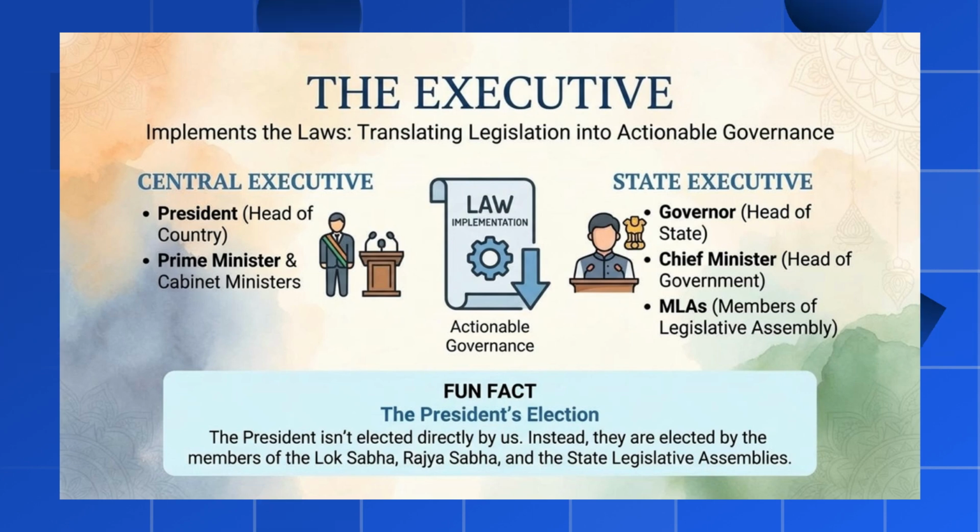Once laws are made, someone needs to implement them. That is the job of the executive. At the national level, this includes the president, the prime minister, and the cabinet ministers. The president is the head of the country, elected for 5 years. Similarly, at the state level, we have the governor as the head of the state and the chief minister who leads the state government. The elected representatives in states are called members of Legislative Assembly, or MLAs.